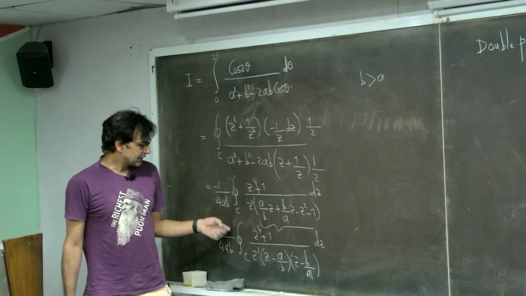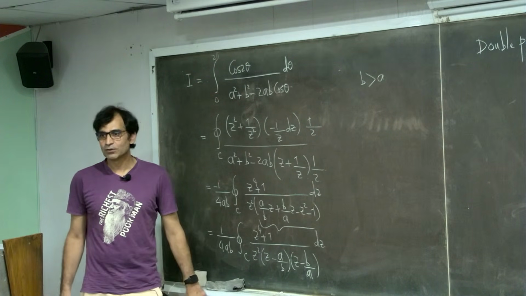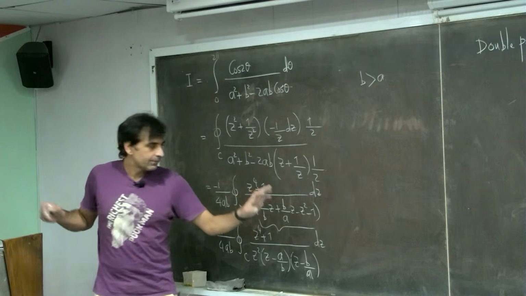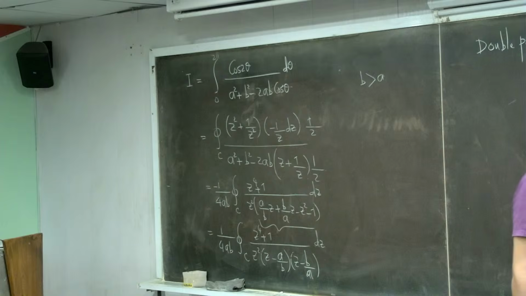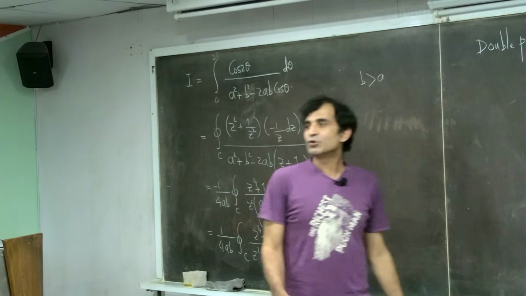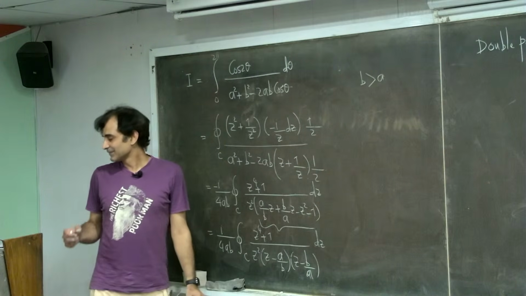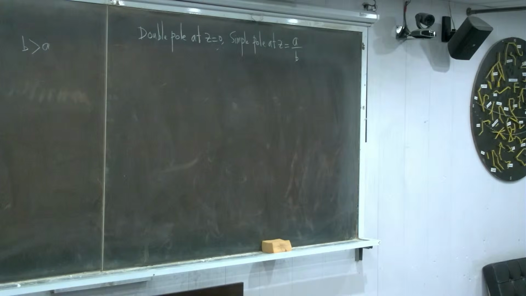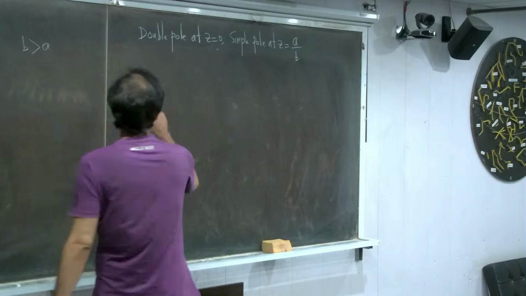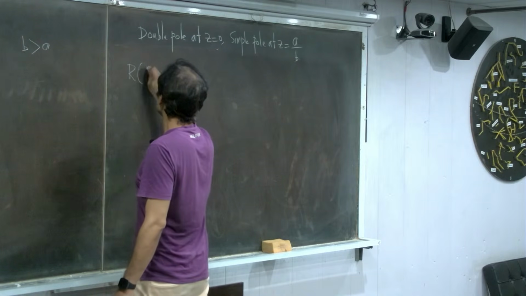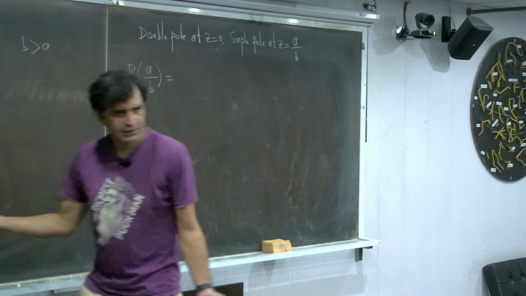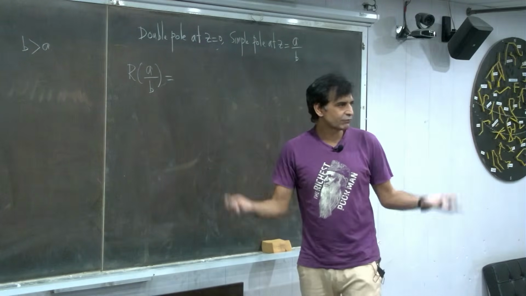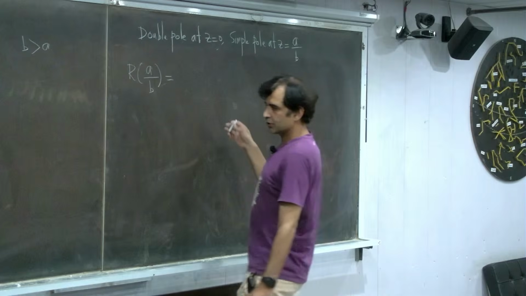First of all, let me calculate the residue for z is equal to 0. What we have to do is calculate the residue for this pole, calculate the residue for this pole, and add the two. So how to calculate the residue? Let me calculate first the residue at a over b. All we have to do is multiply both sides with this factor so that it is gone, and then put z is equal to a over b.